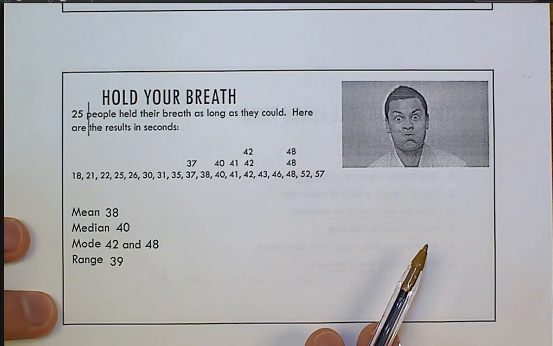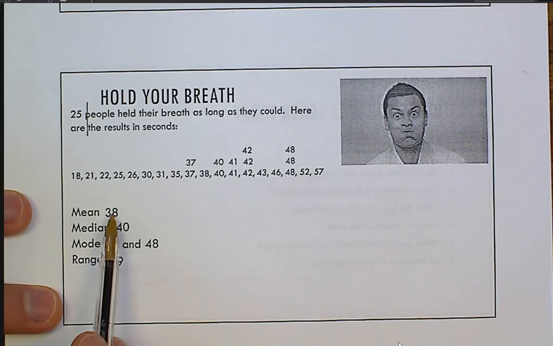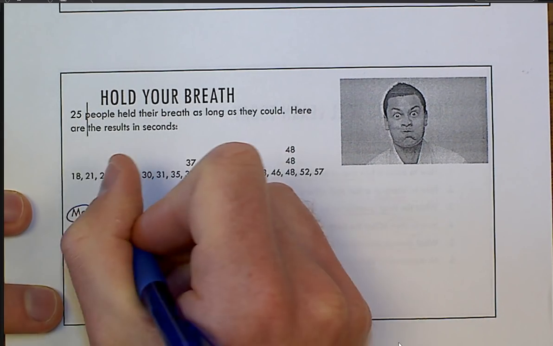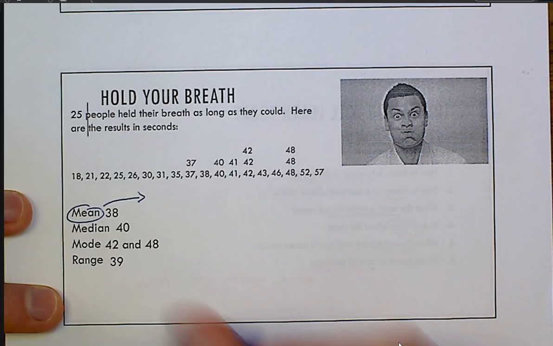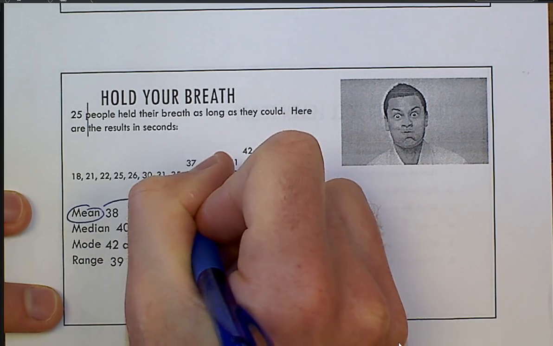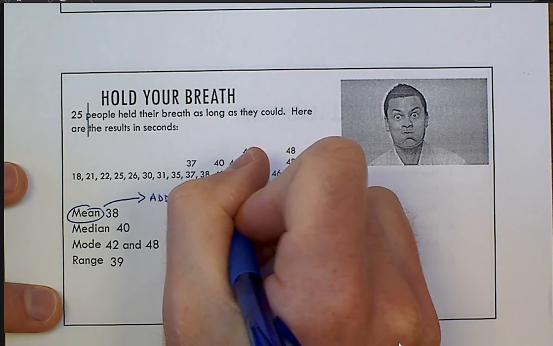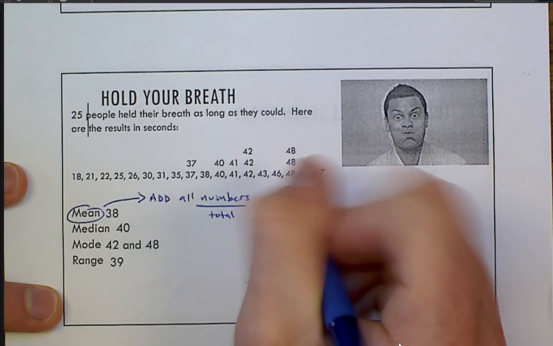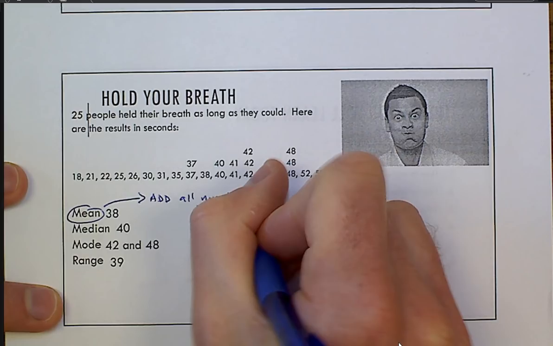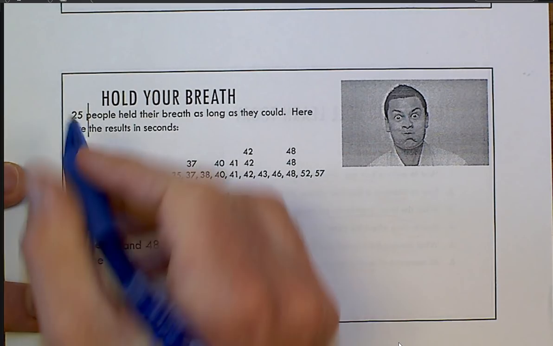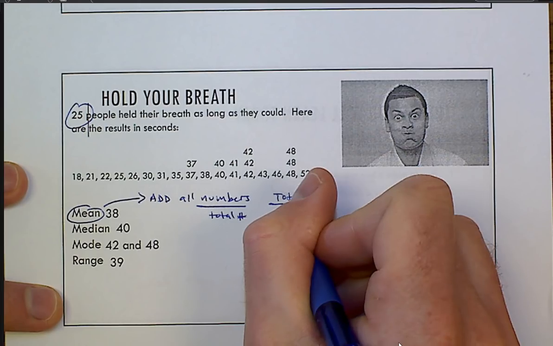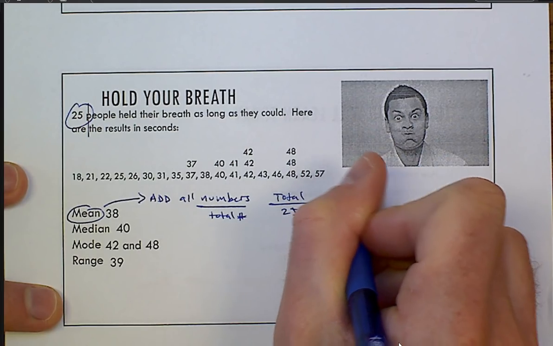And so to find the mean, we're just going to kind of talk about this. Obviously, you can see the answers there. If you want to find the mean, how do you find the mean? You should know that you add all numbers, and then you divide by the total number of data, okay? We know there's 25 people, so we would take our total, once we add them all up, and divide by 25, and that gave us 38. That's how you find the mean.